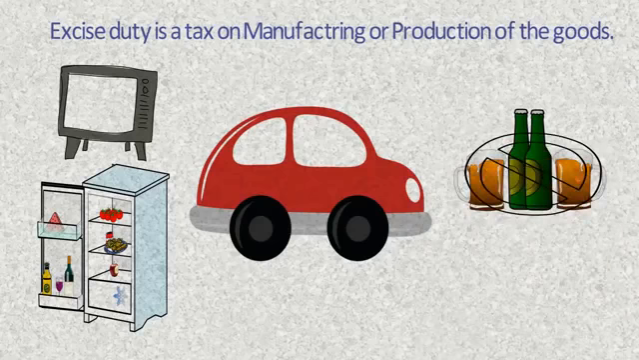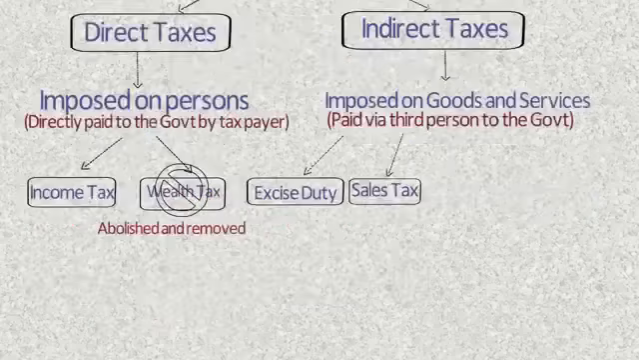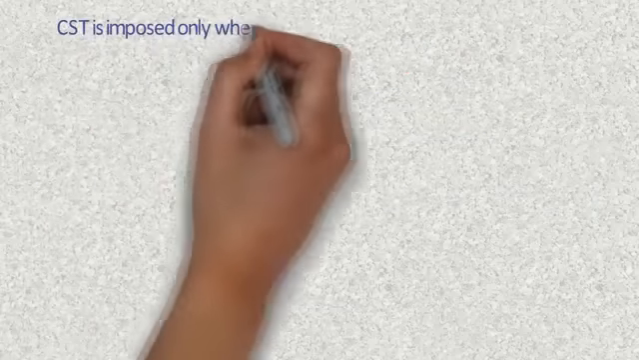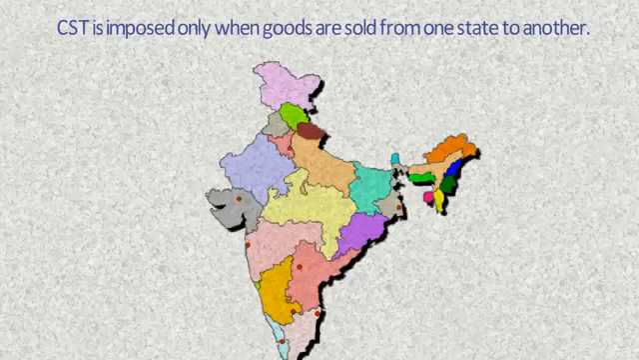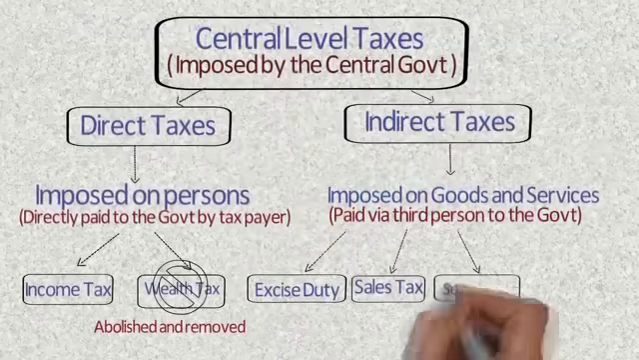Sales tax. Sales tax is imposed on sale of goods and commodities. There are actually two kinds of sales tax. One is at central level, which is known as Central Sales Tax or CST, and other is value added tax, which is levied at state level. Let us talk about CST for now. CST is a form of indirect tax which is imposed only on goods sold from one state to another state. It essentially means buyer and seller needs to be in two different states.